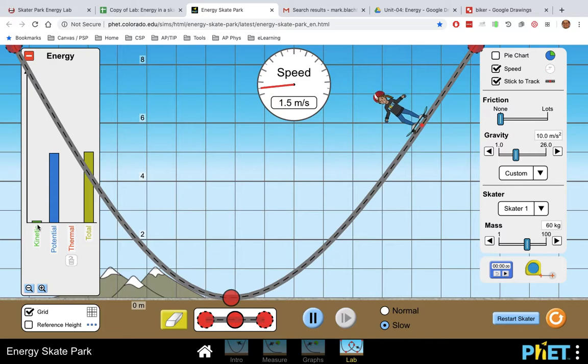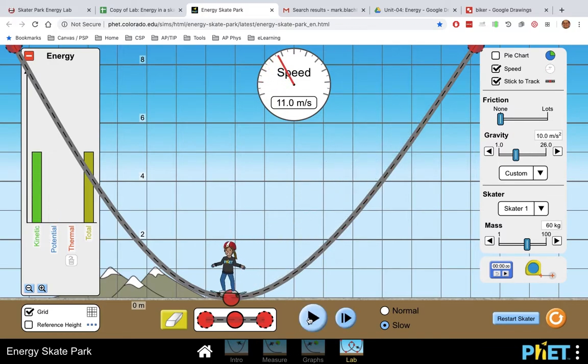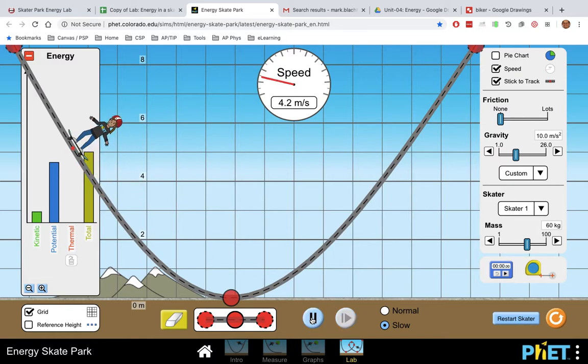When she's at the tippy top, she's not moving, her kinetic is 0. Right now at the bottom, she's moving really fast, so she has lots of kinetic energy, but she doesn't have any potential energy. And then as she starts to go up the hill, her potential energy is getting bigger and bigger, and her kinetic energy is getting smaller and smaller. And when she gets to the tippy top, she has no kinetic energy because she's not moving, but it's all potential. But if you notice her total energy, the total energy she has, that always stays the same.